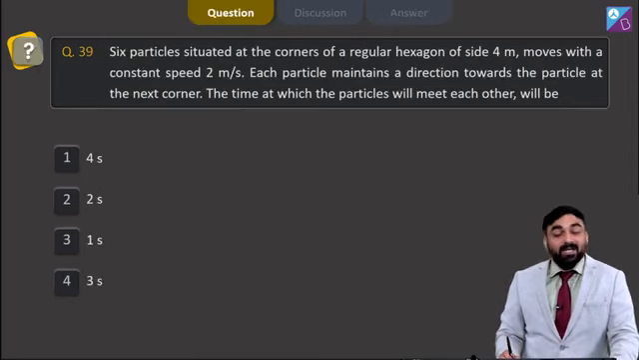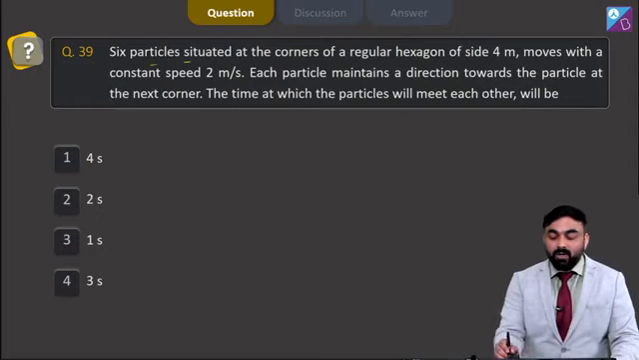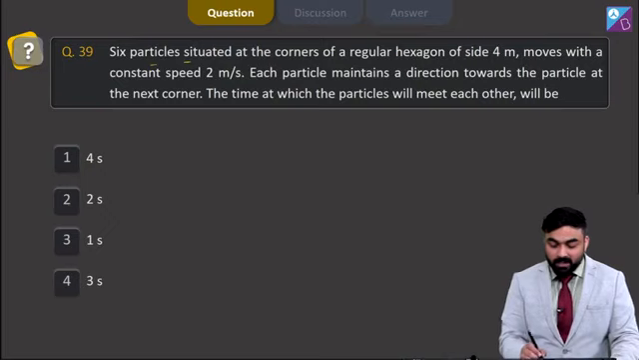Now question number 39 says 6 particles situated at the corners of a regular hexagon of side 4 meter. So we have a regular hexagon.